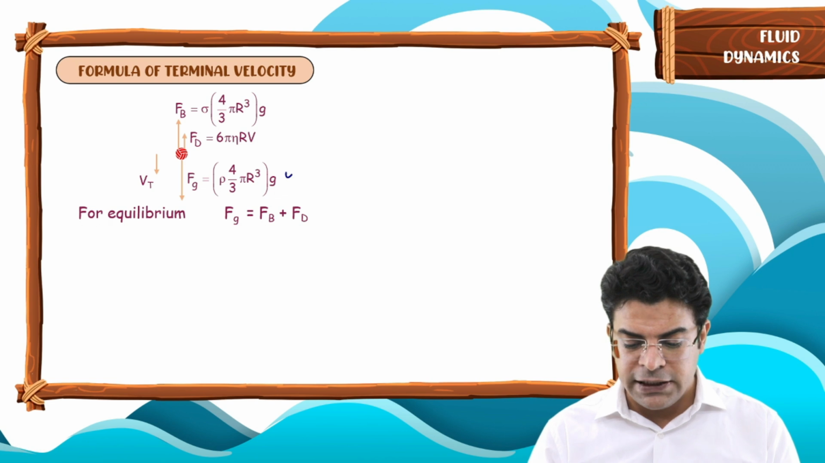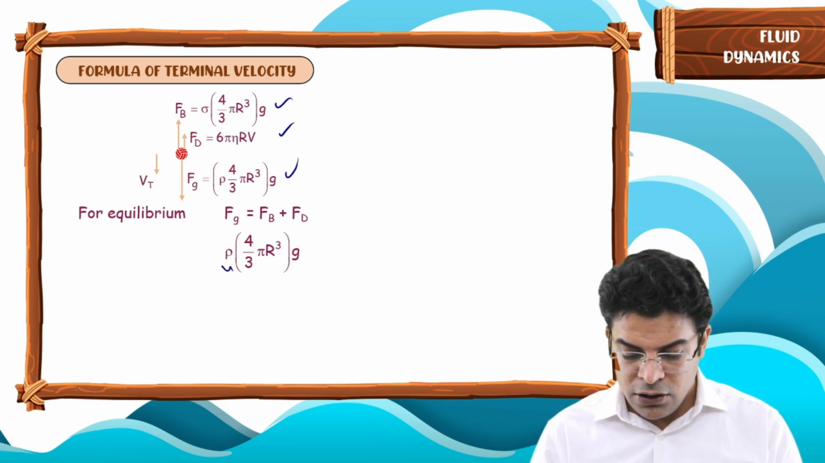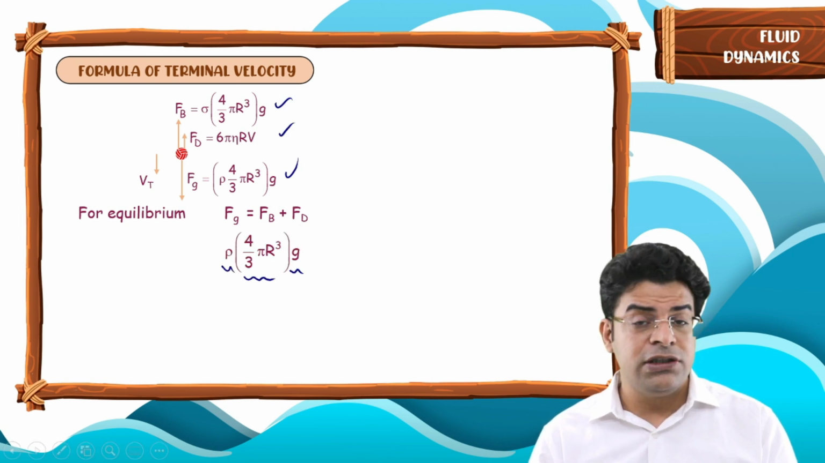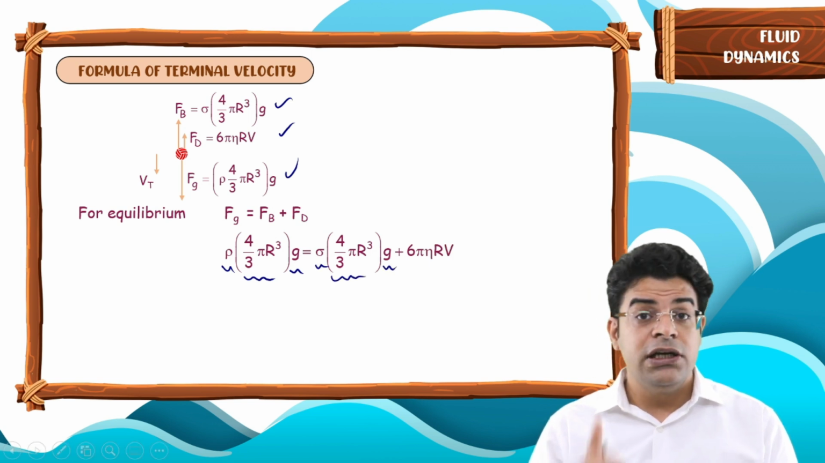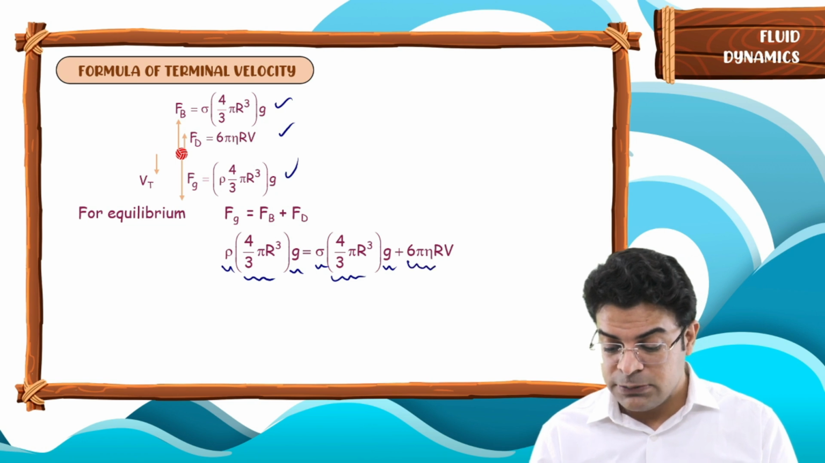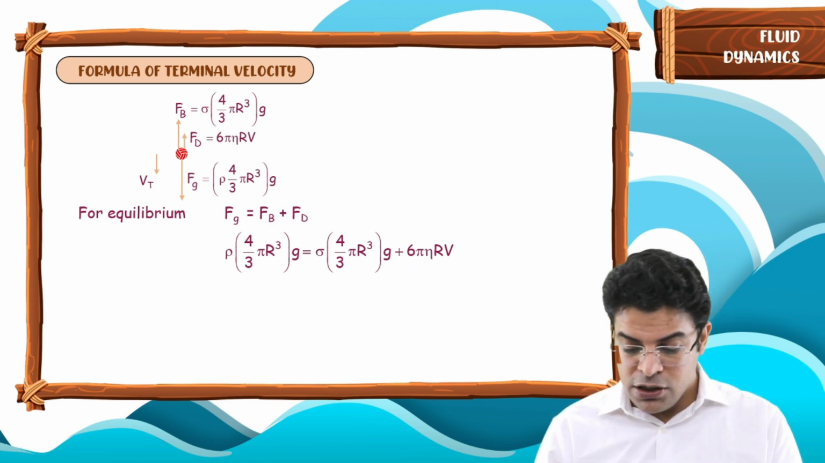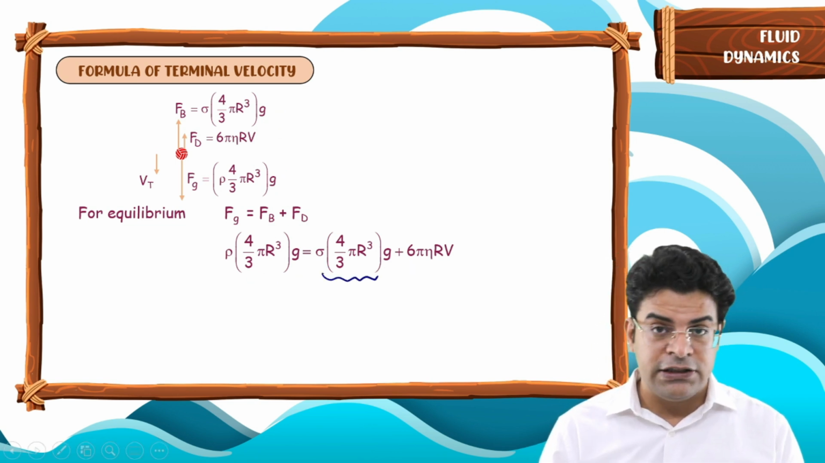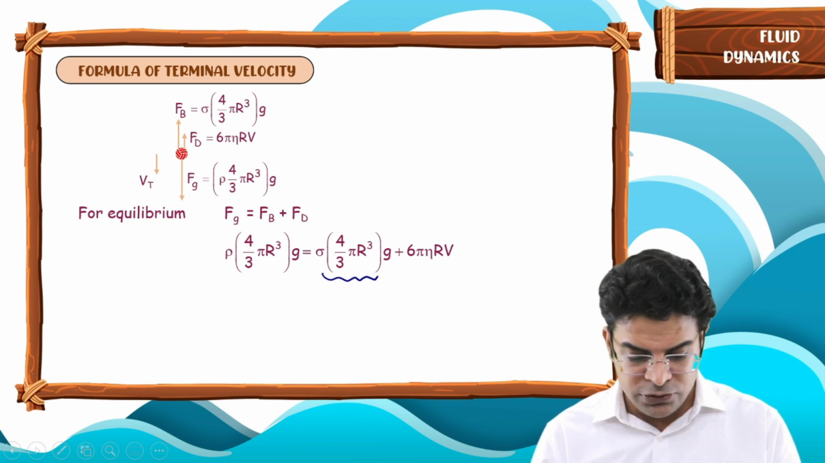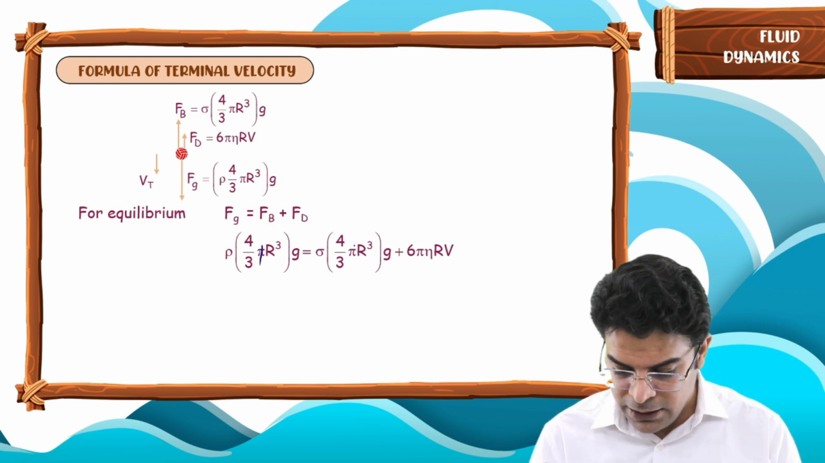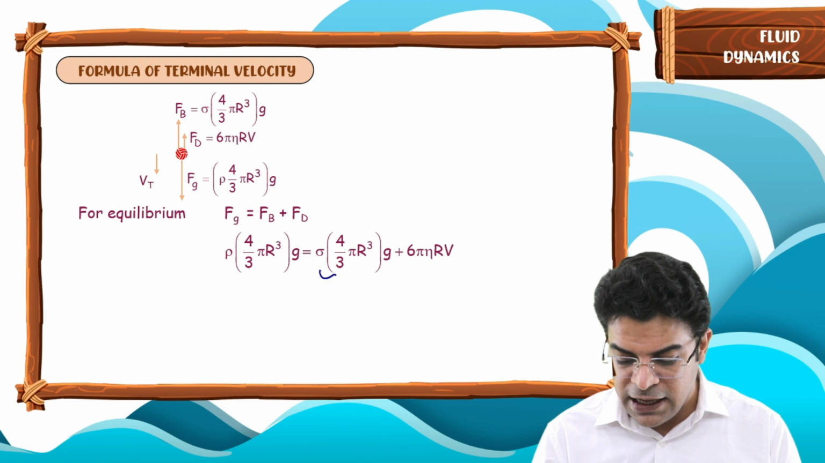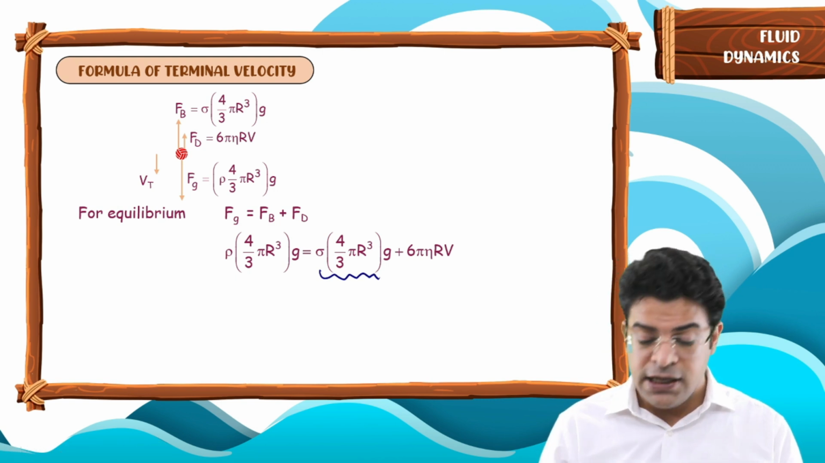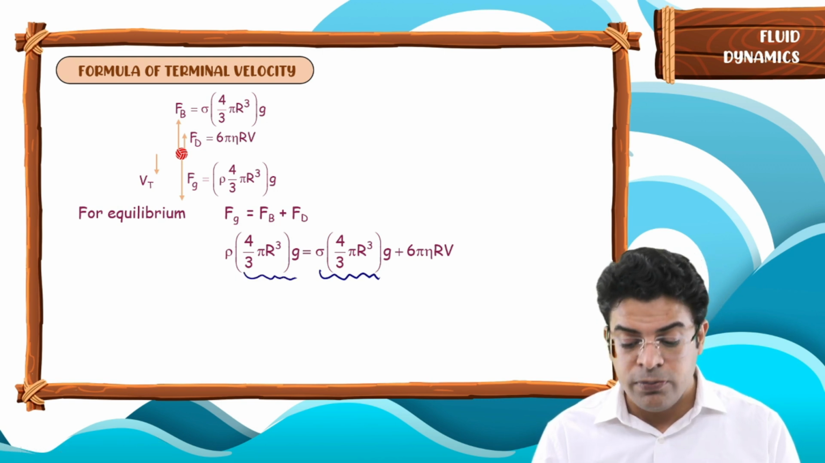Now substituting their values, we get rho into 4 by 3 pi r cube into g, the force of gravity, equals sigma into 4 by 3 pi r cube into g, the force of buoyancy, plus 6 pi eta rv, the force of drag. Now moving this whole term to the left hand side and cancelling out some terms. Here you can cancel out pi, pi, pi. One term of r with here, so here you will get r square. Or before that, bring this whole term to the left hand side and take 4 by 3 pi r cube into g common.